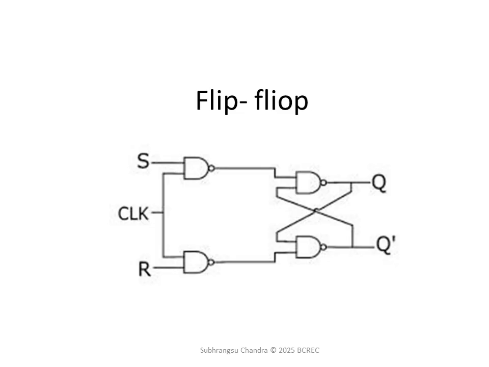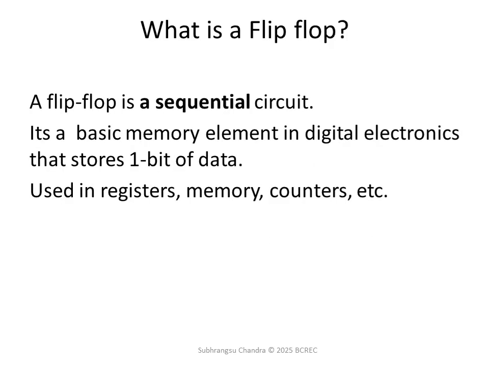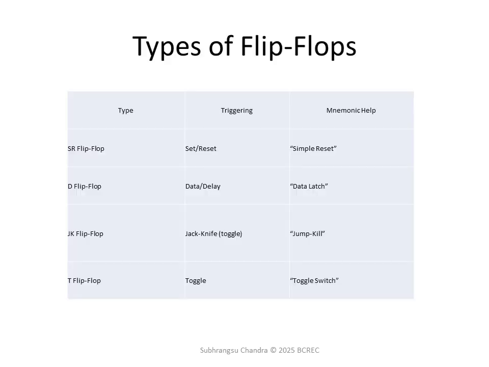So what is the difference between a combinational circuit and a sequential circuit? The combinational circuit can give the output according to its input, but the sequential circuit is capable of holding the output for several times according to the clock pulse. Now, what is a flip-flop? A flip-flop is a sequential circuit. It can store one bit of memory, and is used in memories, registers, counters, and some others.